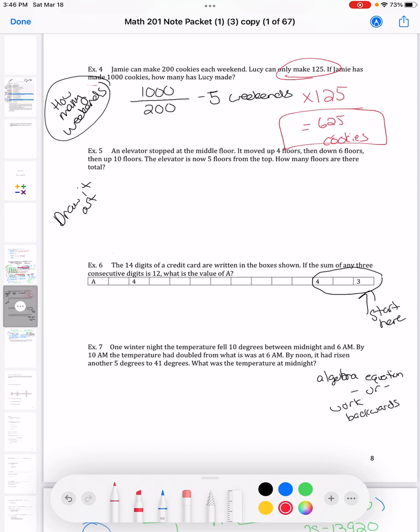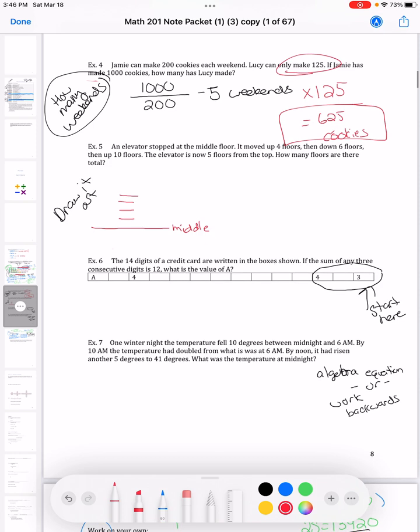Let's see, so our elevator stopped on the middle floor. I know it's not in the middle of my paper, but I'm going to put my middle there. And then it moved up 4 floors. So 1, 2, 3, 4. That was the plus 4.